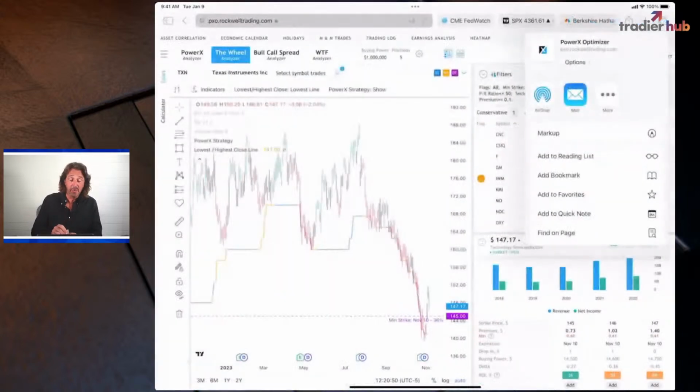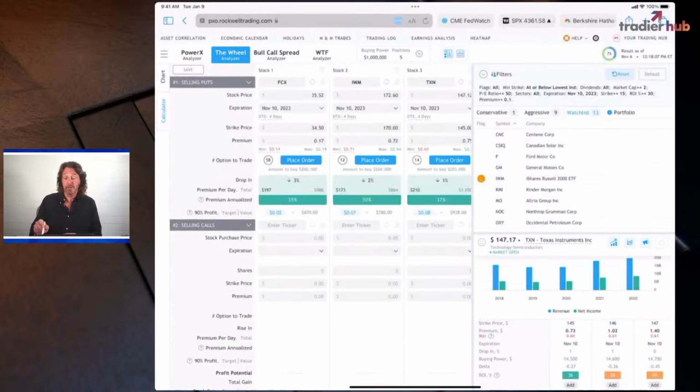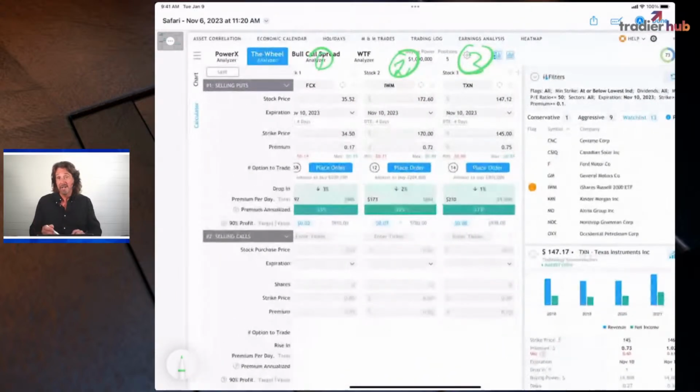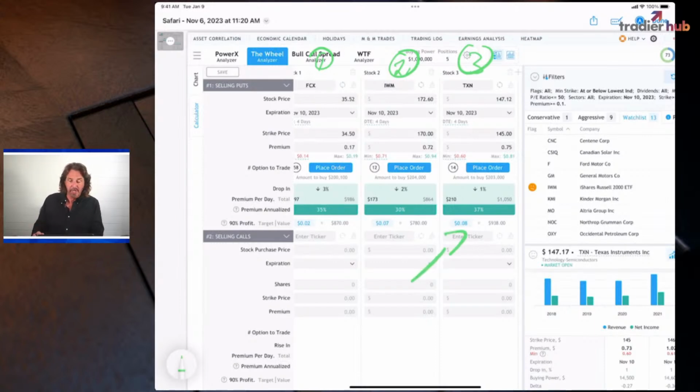And right now, the main question is which of these three stocks is the right one for you? Is it door number one, FCX, door number two, IWM, door number three, TXN? That's up to you to decide which of these companies you would most likely be happy to have in your portfolio if you're getting assigned. For me, all three are super solid. I like all three of them. And I'll probably do the TXN trade just because I've traded it in the past, and I really like to make $1,000 in a week on a stock. That's not bad at all.